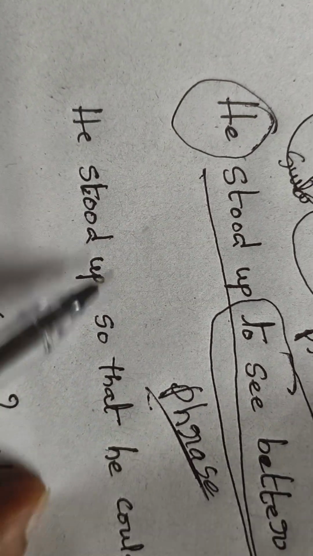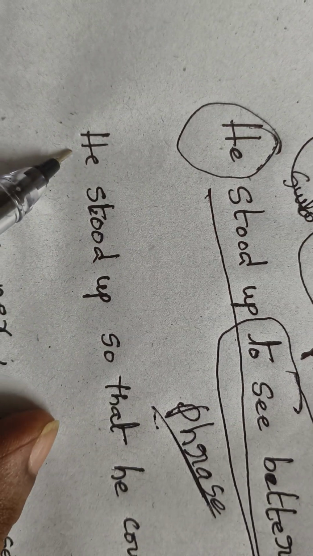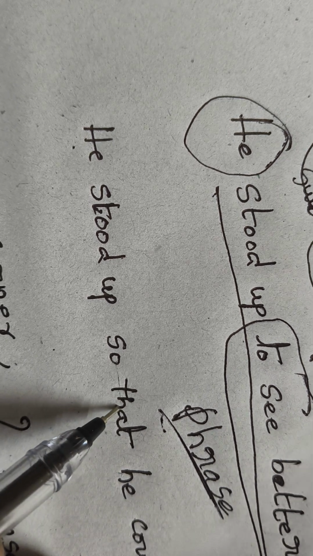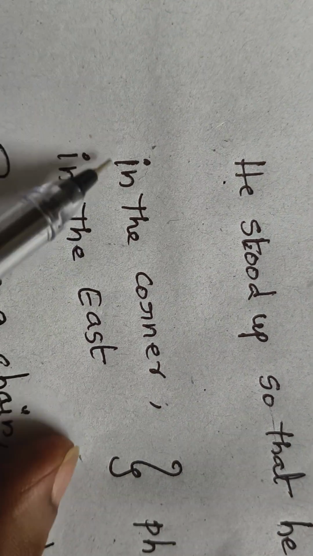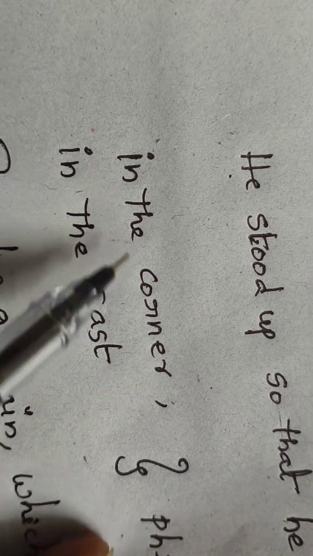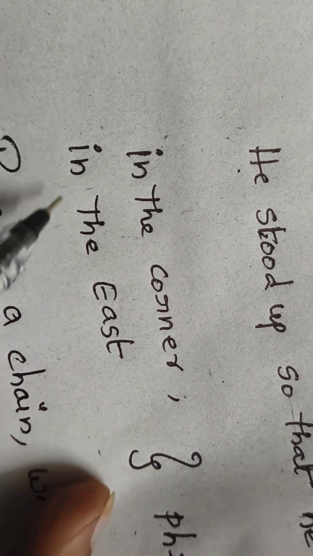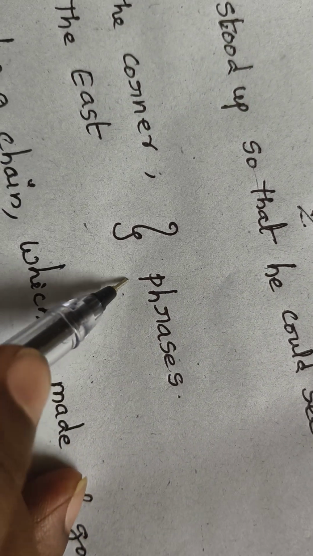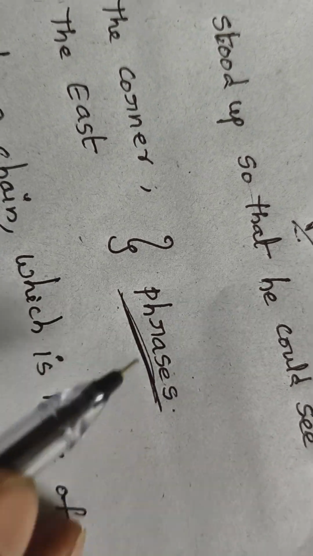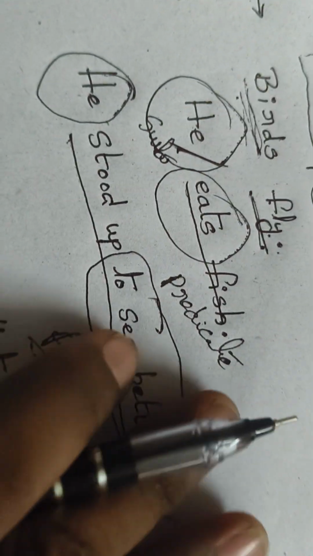Like here, he stood up. This is the subject. The remaining part is the predicate. Predicate must contain a verb. But in a phrase, there would be no subject and no predicate. This kind of words, we call phrases. See one more sentence here.